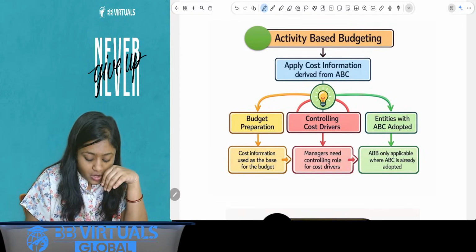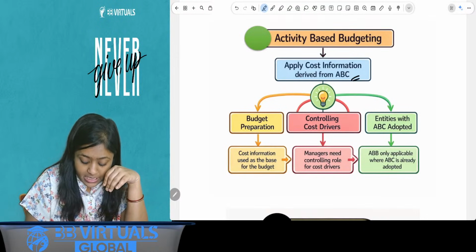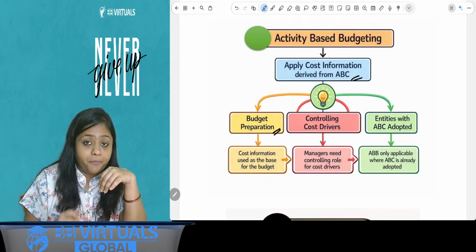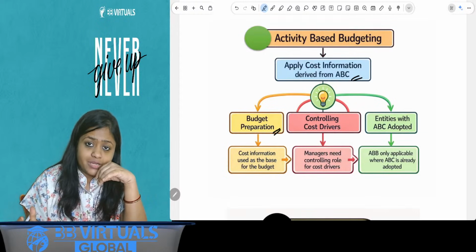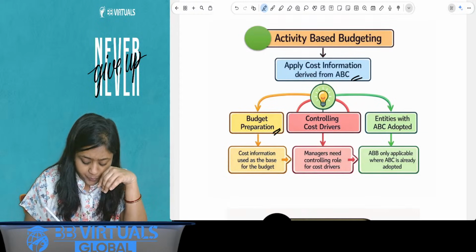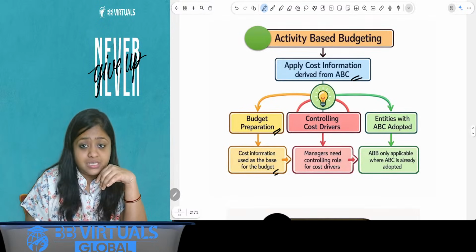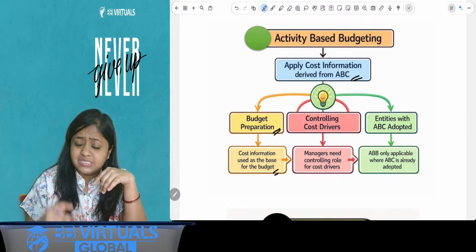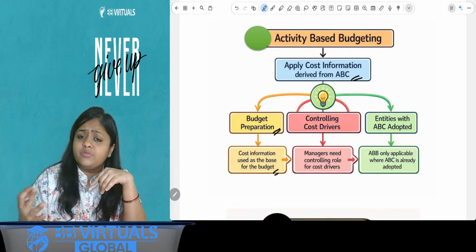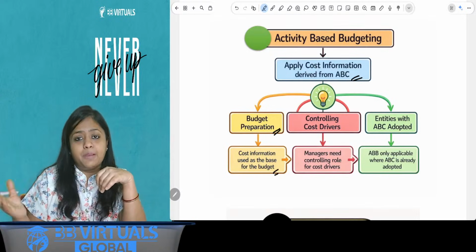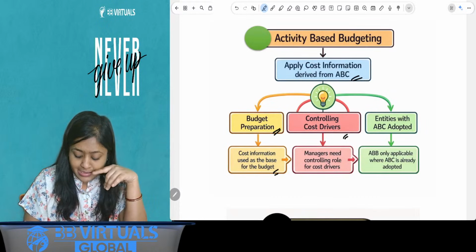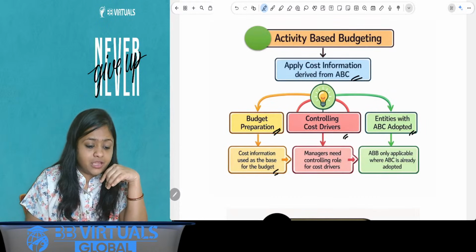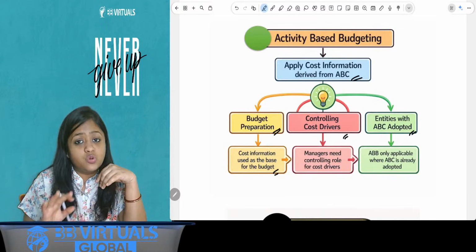It applies cost information that is derived from the ABC. It is used for budget preparation and of course towards the overhead cost only. So cost information is used as the base for the budget. It helps to control the cost drivers. The same way that we apply ABC to overheads, we will apply ABB to the different budgeting heads. That's all. And generally it is recommended for those entities where ABC is already adopted.